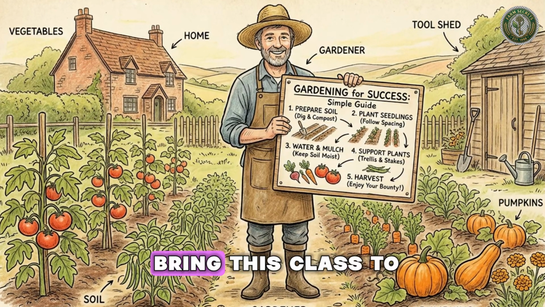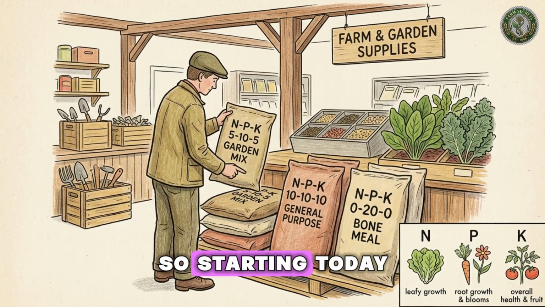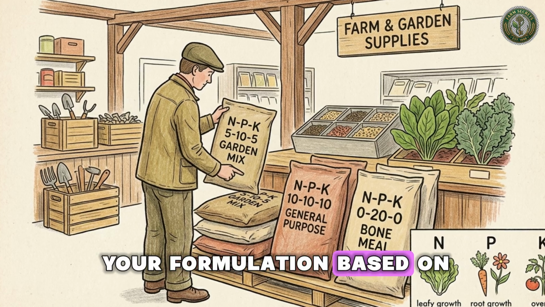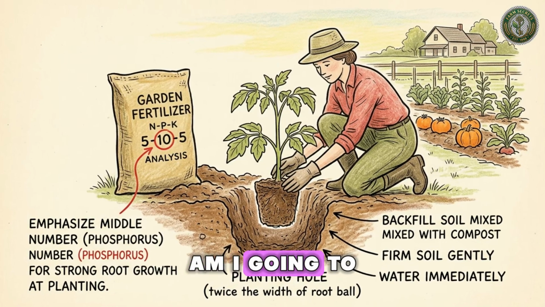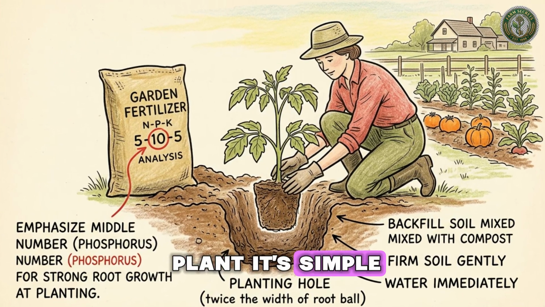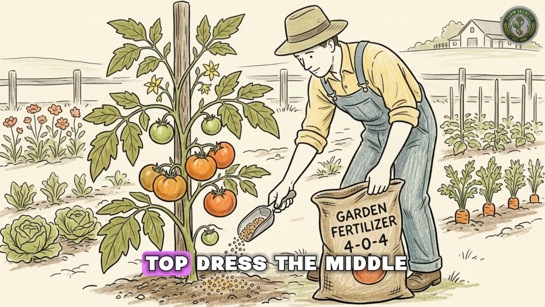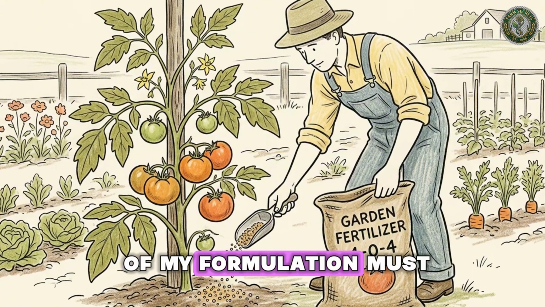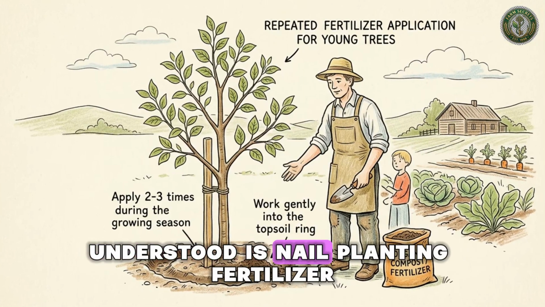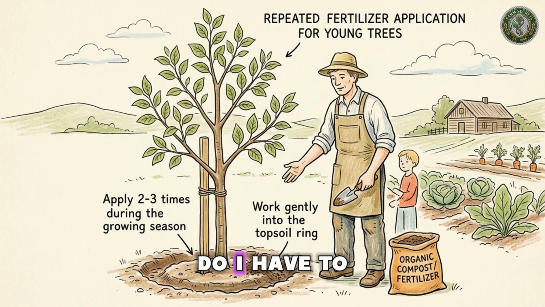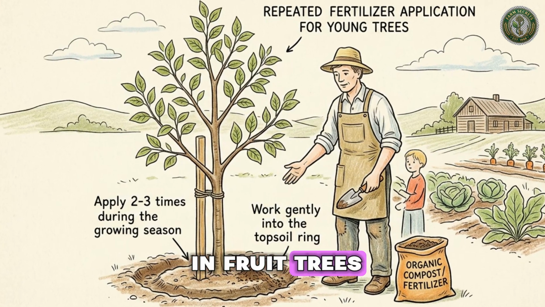Guys, I'm very happy to bring this class to you here. So starting today, you're going to buy your formulation based on this right here. Am I going to plant? It's simple. The middle of my formulation must have a number. Am I going to top dress? The middle of my formulation must be 0. Understood, Isnail? Planting fertilizer. Do I have to repeat it after planting in fruit trees?